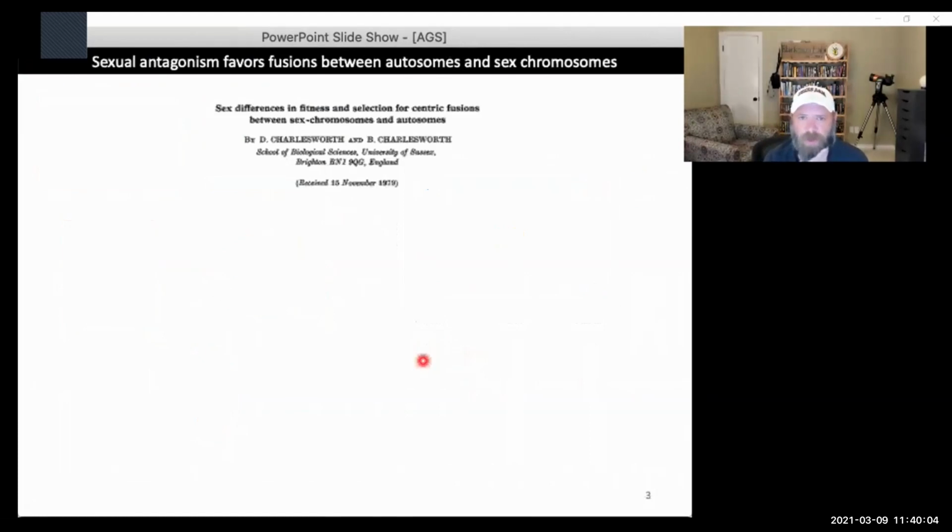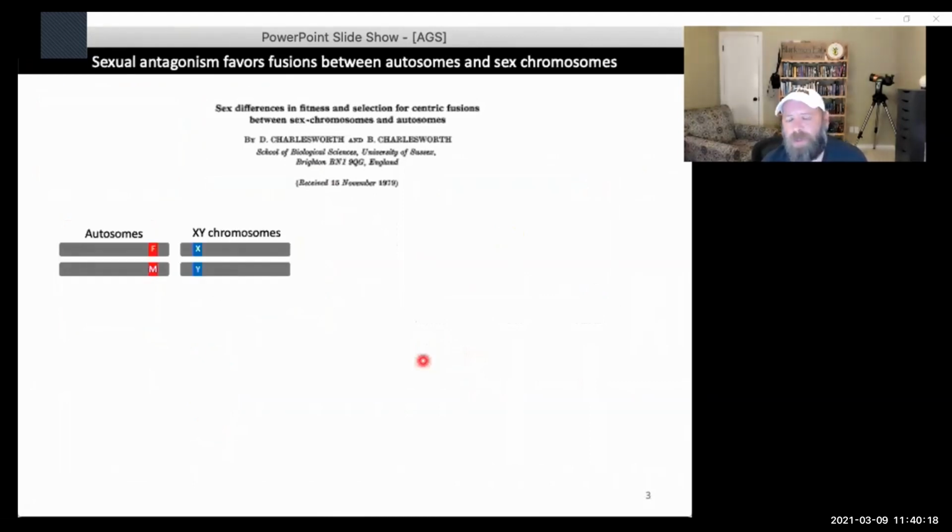There was this paper published by the Charlesworths that stated that fusions between autosomes and sex chromosomes should be favored, should be more common than we would expect by chance if this sexual antagonism exists. Briefly, the way their model worked was you could imagine a species where you had a pair of autosomes, and in red here, I'm showing you a sexually antagonistic locus. The allele with the M on it provides high fitness in males, but the allele with the F on it provides high fitness for females.